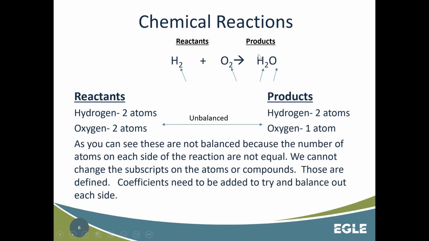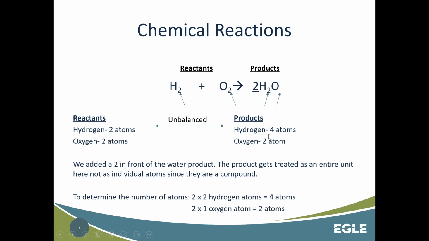So in order to get this to 2, we're going to add a coefficient to it, all right? What a coefficient means is you add a number to the front of, in this case, the molecule. This is a molecule, not atoms. Molecules are things bonded together. Since 2 times 1 gives me 2, the lowest common number, if I put a 2 here, that means 2 times every subscript. So 2 times 2 for hydrogen means I now have 4 hydrogen atoms on the product side. And then 2 times the 1 oxygen means I have 2 oxygen.